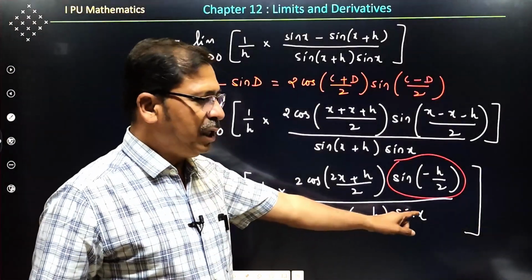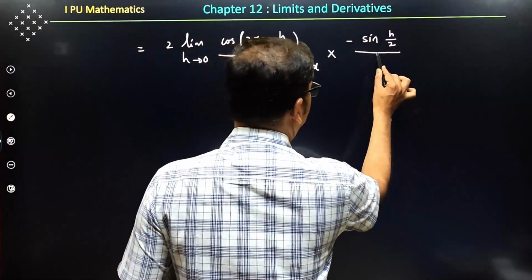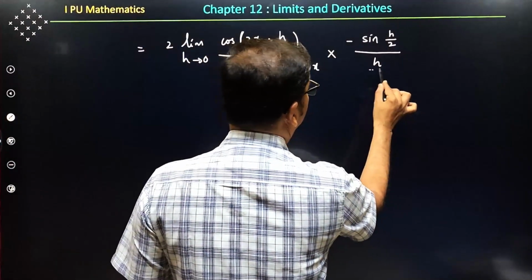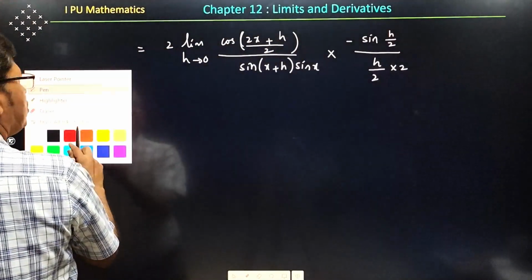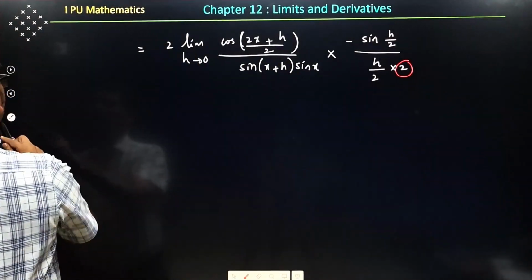This one I would like to tag with that in the denominator. And then if you write here h, it is there already. But you adjust like this: divide by 2 and then multiply by 2. Now you take this 2 outside completely, and then you see what happens.